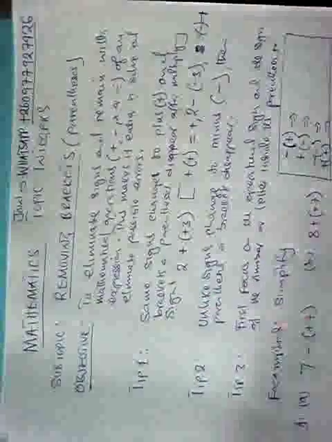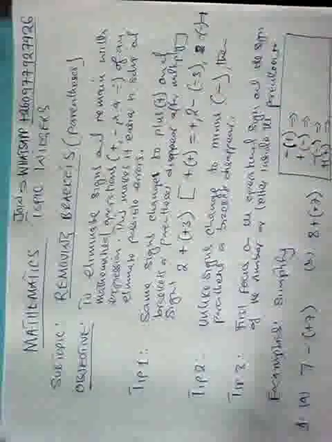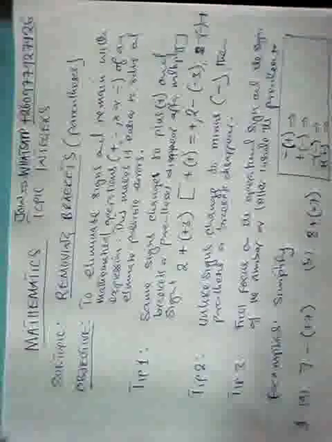Tip number 1. So what do we do? Same signs. If you see that you have same signs, change to plus, and the brackets or parentheses disappear after multiplying the signs. So we'll be multiplying the signs, not the numbers or brackets. We'll be multiplying signs so that they come out of the parentheses or brackets. So what I mean is this.